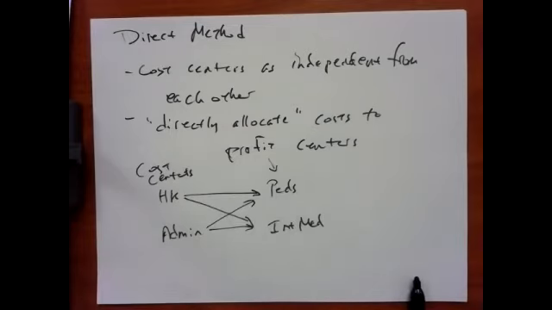We're going to come up with a method, right? We're going to come up with an appropriate cost driver that will give us the allocation rate to charge peds and internal medicine for housekeeping. What we're going to ignore, which is what I started to say, what we're going to ignore under the direct method is that housekeeping also provides services to admin, right?